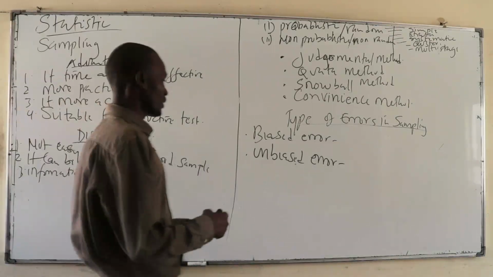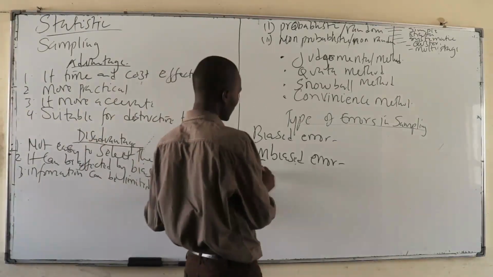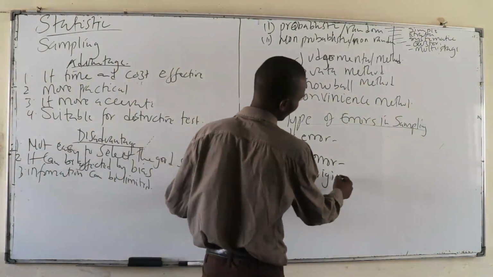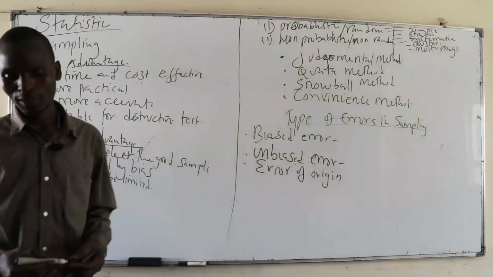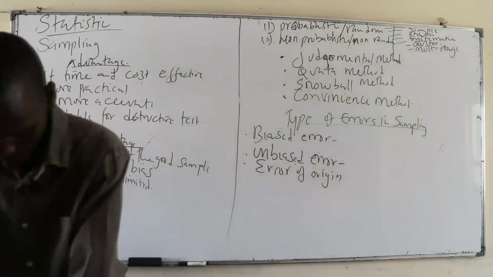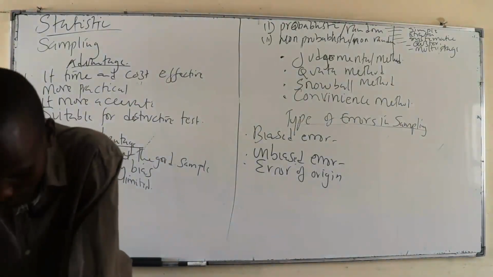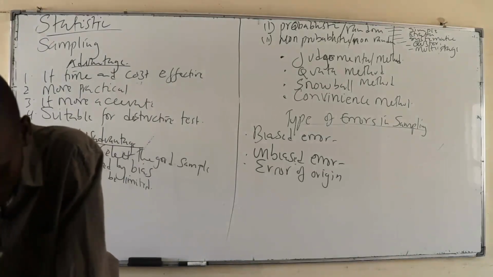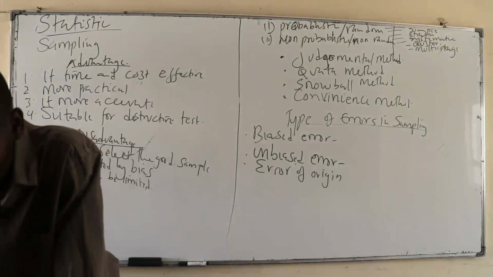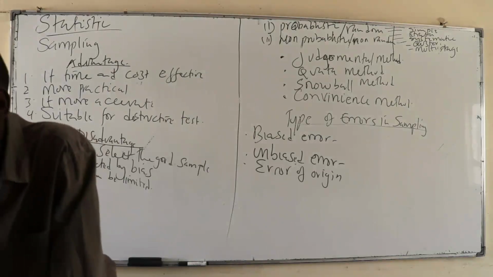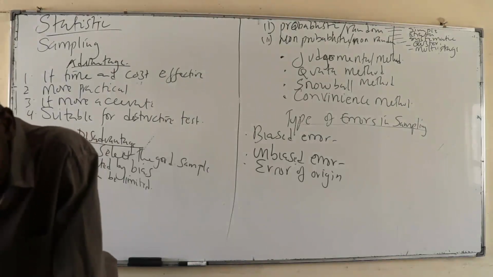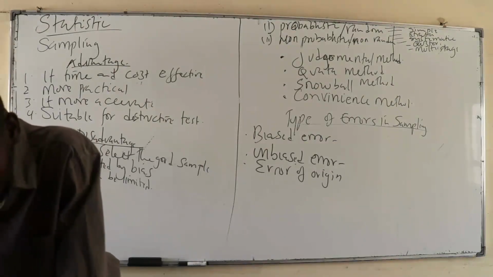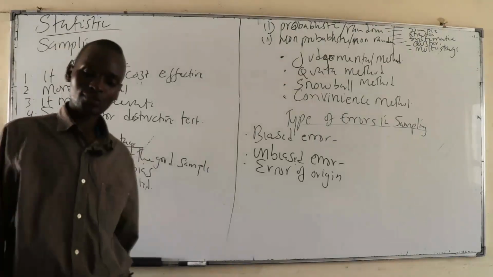Then we have number 3, error of origin. You say, this arises when the wrong items are selected into the sample.